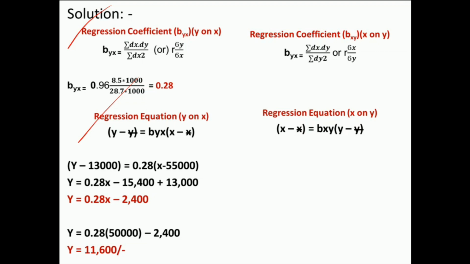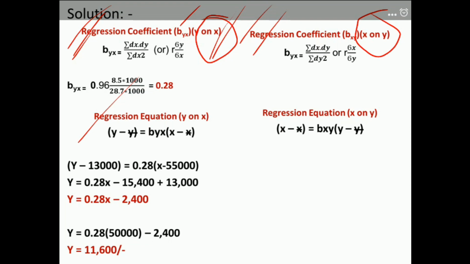So the regression coefficient is given by byx, and what is that? Byx is y on x. Y on x means y is dependent on x. So here y is the dependent and x is the independent variable. There is one more regression coefficient. If you observe carefully, it is x on y, which means x is dependent on the y variable. So you need to calculate two regression coefficients and two regression equations.